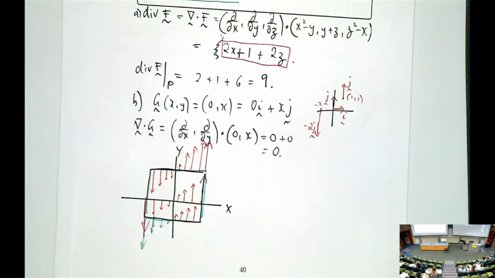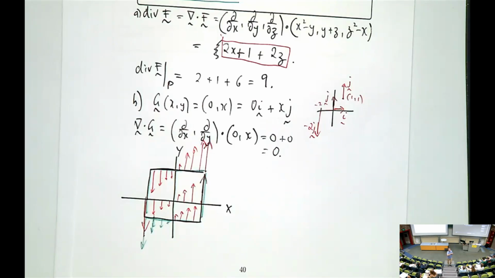Am I correct to say that this is the dot product between del and f? It's the dot product between the del operator and the vector function, or the vector field. Okay? Yeah. What else have we got? So, with the divergence function, it is in a way referring to the sum of the outputs. Yeah. You could think of it that way.